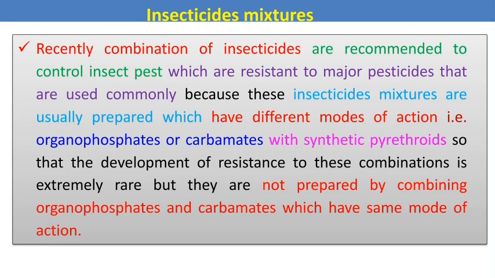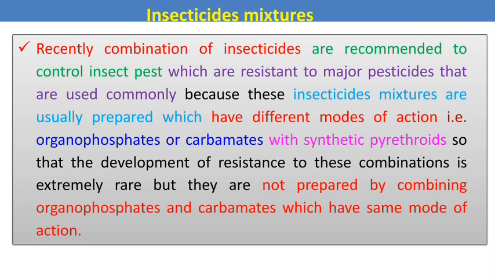Nowadays, insecticide mixtures are mostly used, and they are recommended against different insect pest populations. Insecticide mixtures are usually prepared with different modes of action, that is, organophosphates and carbamates with synthetic pyrethroids, so that the development of resistance to this combination is extremely rare. But they are not prepared by combining organophosphates and carbamates, which have the same mode of action.